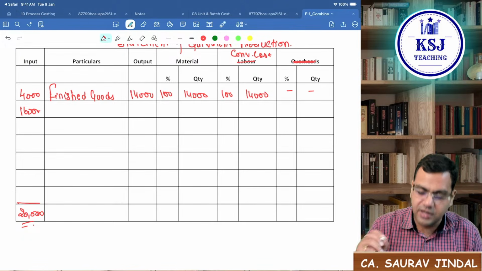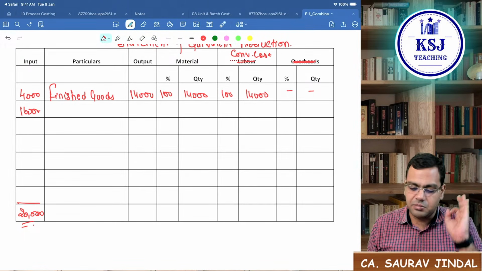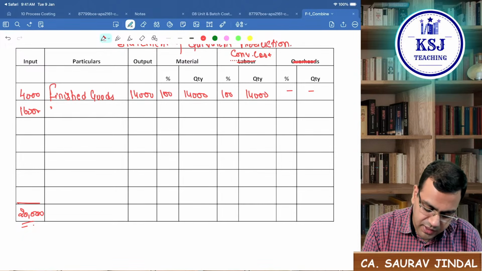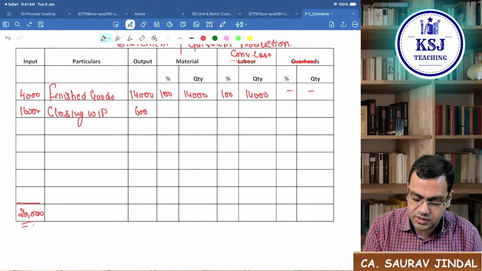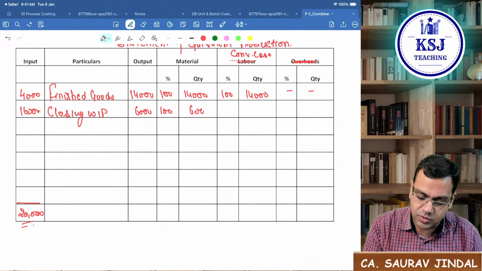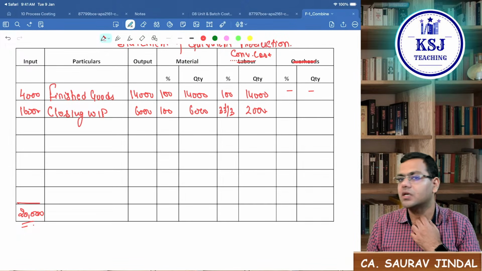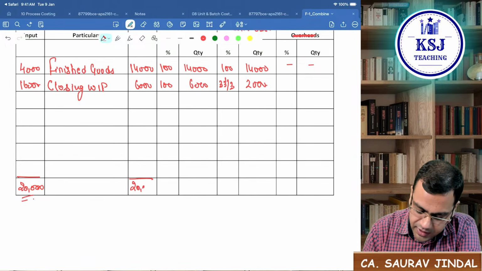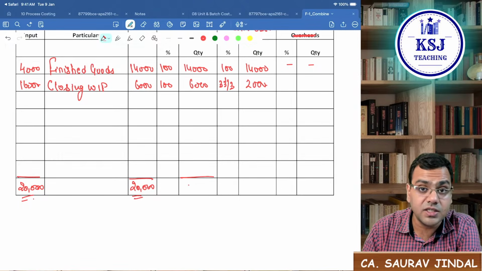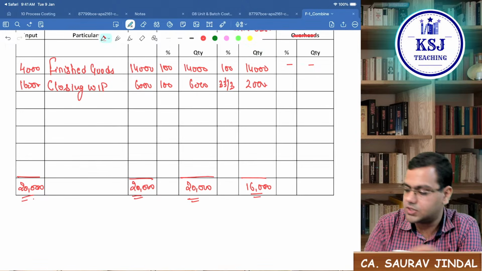Right? It is 100%, whether some work is done in the previous period or in the current period. Then you have closing WIP, that remains the same. 6,000 units, 100% material, 6,000. Conversion cost is 33 1/3%, that is 2,000 units. So here you will get 20,000. Here material cost is incurred on all the 20,000 units, and here you will have 16,000 units.